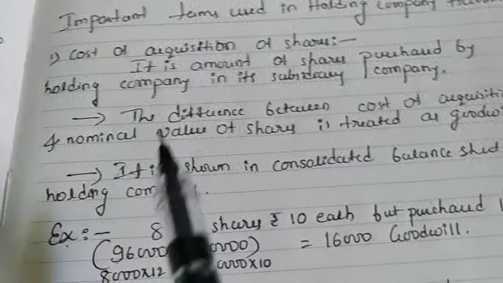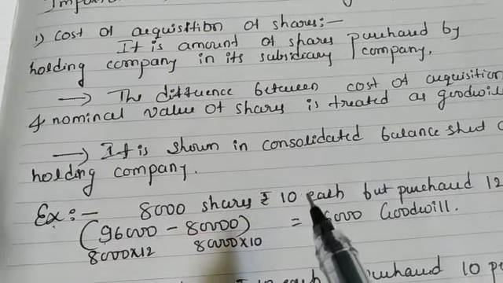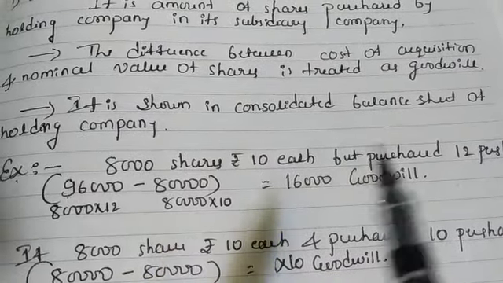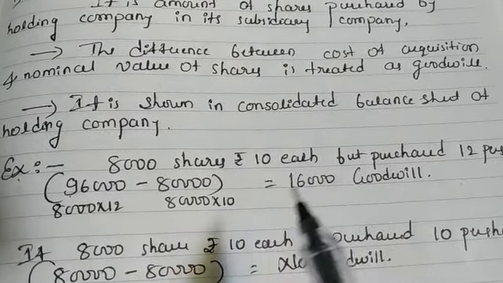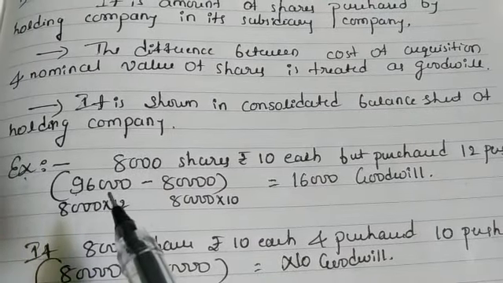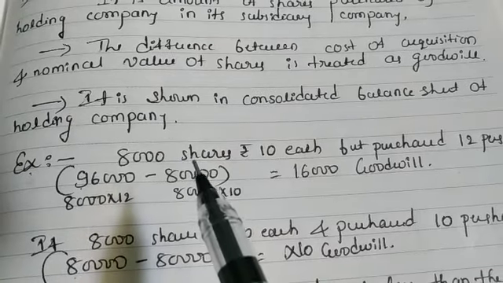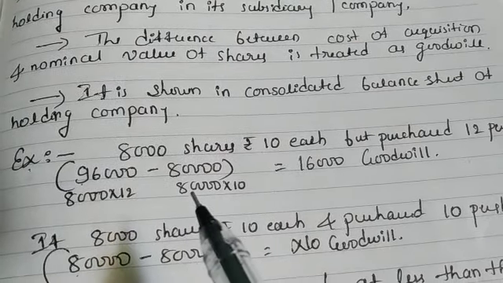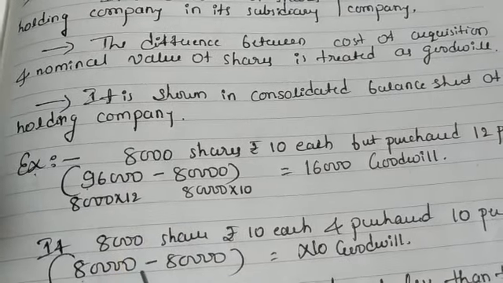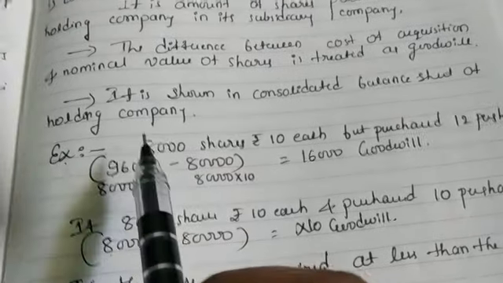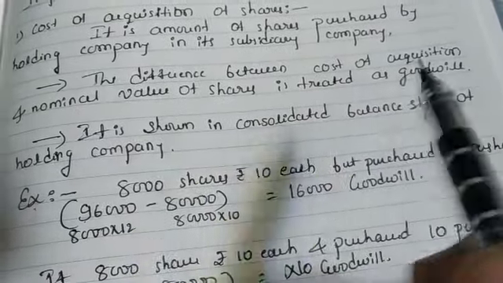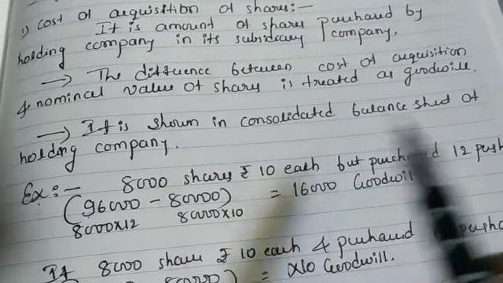For example, if the share's face value is 10 but it is purchased at 12 per share, this is the face value and this is the purchased value. The difference is treated as goodwill, and the cost of acquisition is 96,000. Here three cases are there: when the shares are purchased at more than face value, when purchased at face value, and when purchased at less than face value. So three things are important, and the difference between the cost of acquisition and the nominal value is treated as goodwill, and this goodwill is shown in the consolidated balance sheet of the holding company.